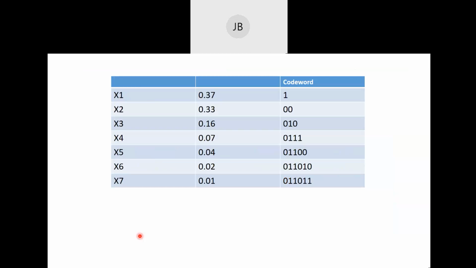So the list is given here. For example, x7, I mentioned 1, 1, 1, 0, 1, 1, and 0. Similarly, for x1, I mentioned as 1, and so on. The other values you can compute by yourself. Okay, this is one way, the normal way of doing the Huffman encoding. You are very familiar with this. Now, the question asks something else.